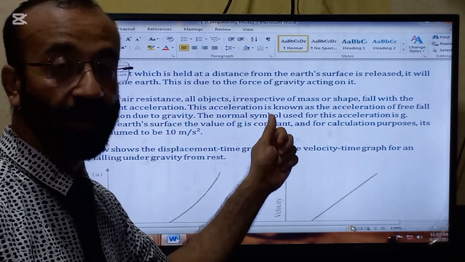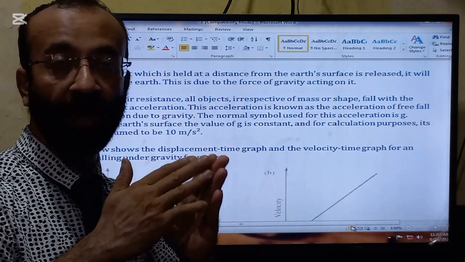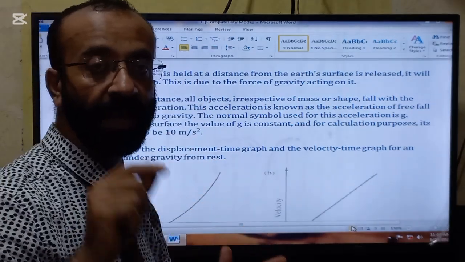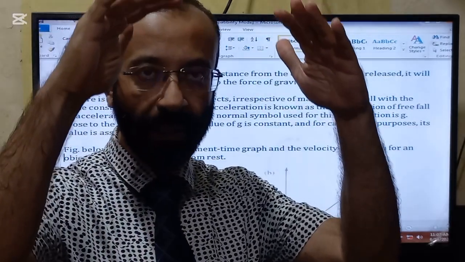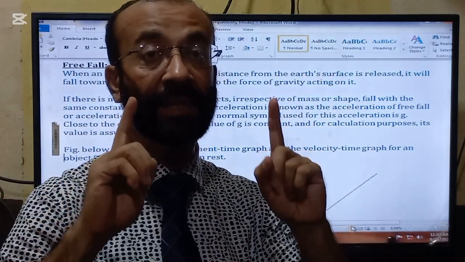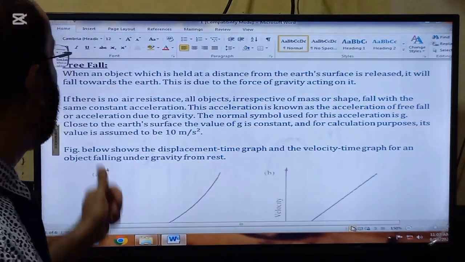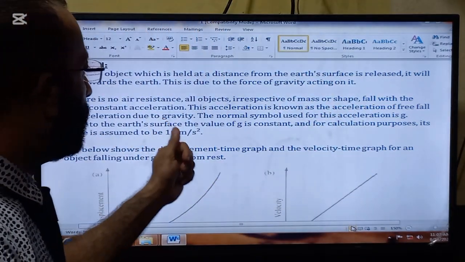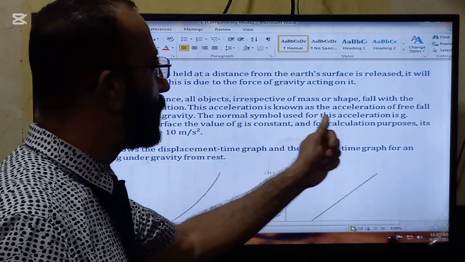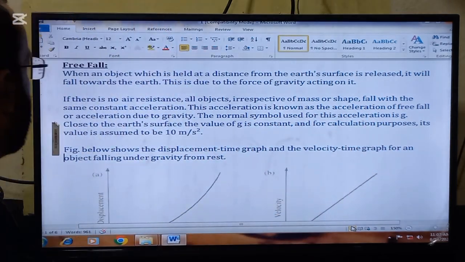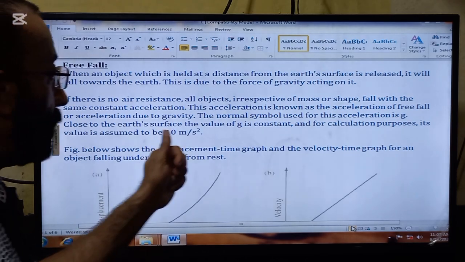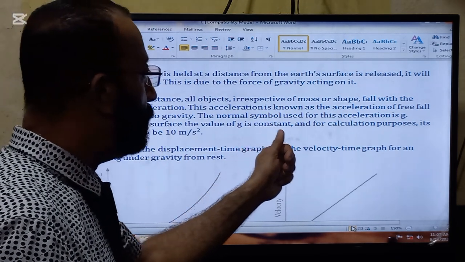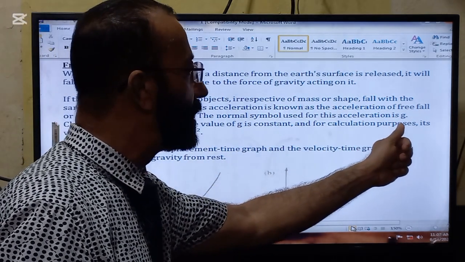So this is one of the very important points. If we remove the air resistance, irrespective of the shape or weight, all the bodies will fall with the same constant acceleration. This acceleration is known as the acceleration of free fall or acceleration due to gravity. The normal symbol used for this acceleration is small g.